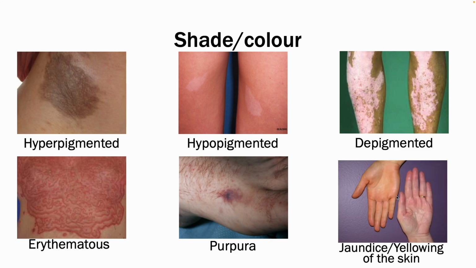And lastly, you can have jaundice or yellowing of the skin, and there is a multitude of reasons as to why that might occur. It could be a metabolic disorder, it could be liver disease, etc. Naturally, you can have other colors. Lesions can be almost all shades. You can have purple lesions, blue lesions, greenish yellow lesions if there's something like a bruise.